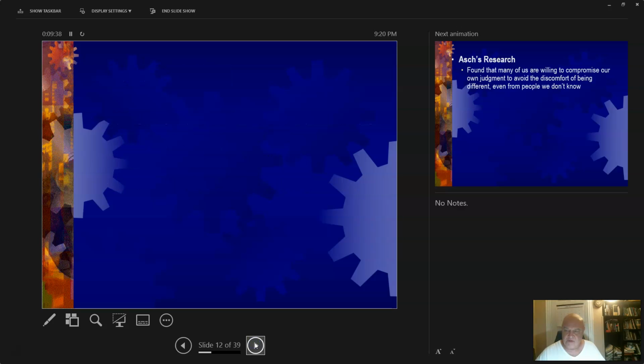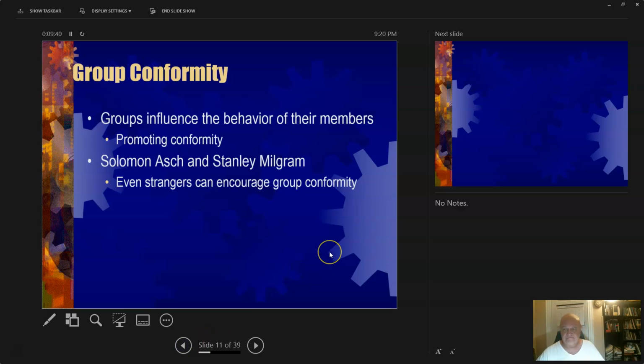Now, a little bit about group conformity here. Groups profoundly influence the behavior of their members. They promote conformity. Solomon Asch and Stanley Milgram had two chilling examples of this. Asch had an experiment that he did in a lab where he would pressure people into saying that two lines, which are of similar length, were of different lengths, right? And most people would acquiesce to the pressure.